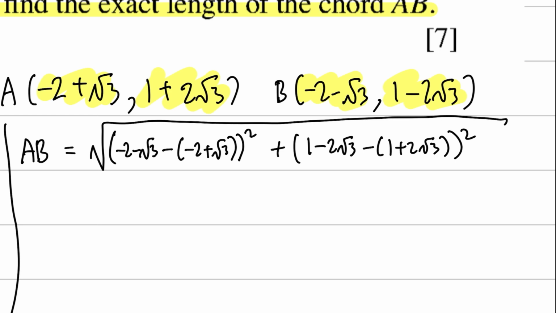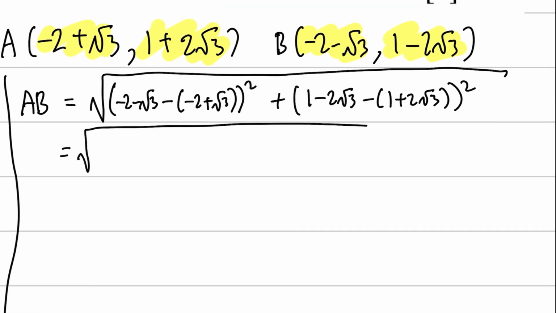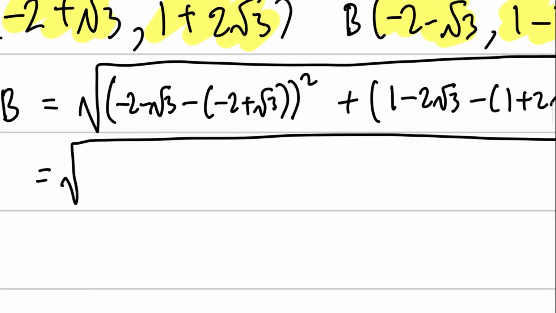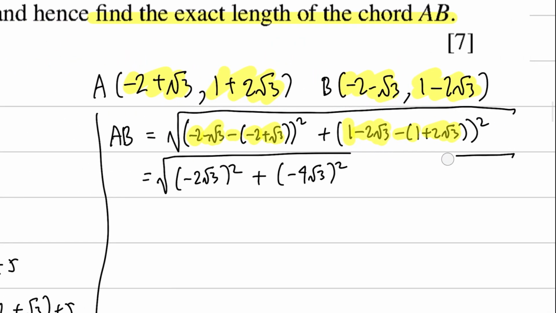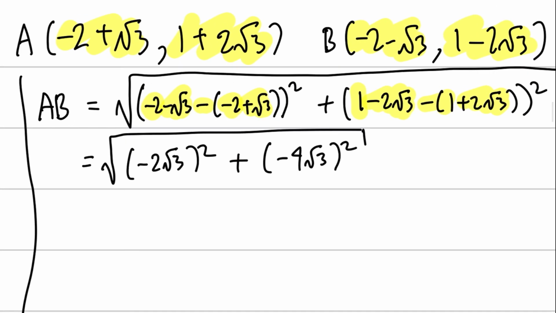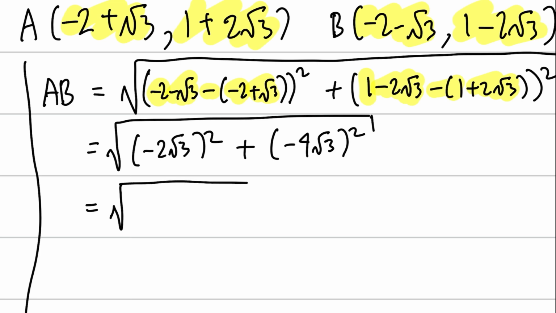Looks complicated. So we'll have square root of, let's calculate, -2 minus -2, just 0, right? And we have square root of 3 minus square root of 3... you will get (-2 square root of 3) squared, plus this one. We have 1 minus 1 cancel, and we have -2 square root of 3 minus 2 square root of 3. You will get (-4 square root of 3) squared. I think my square root is too long. Now you just calculate this one.